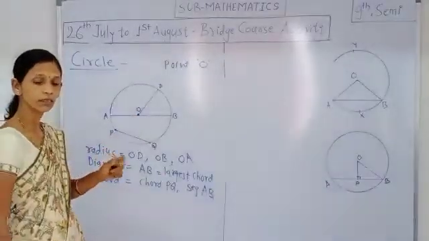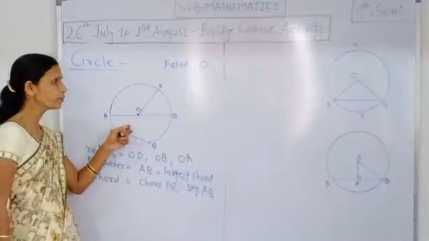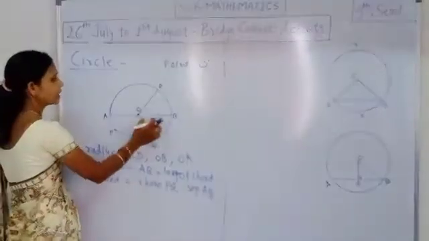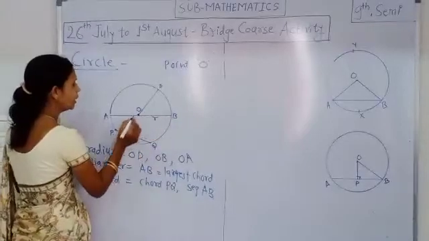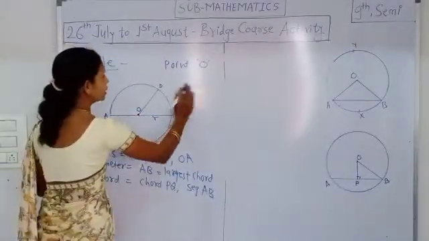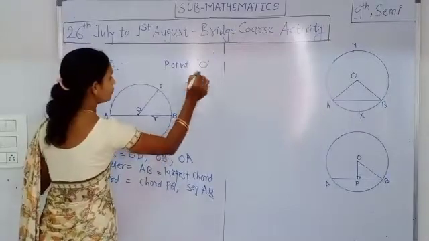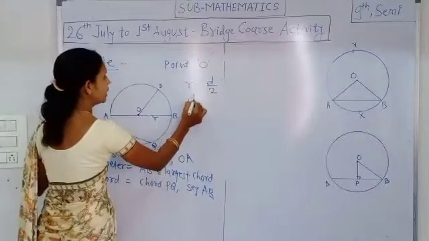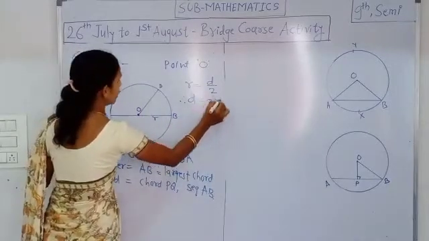Then another concept related to the circle is that the radius, that is OB, is always half of the diameter. That means R equals D upon 2, or D equals 2R.